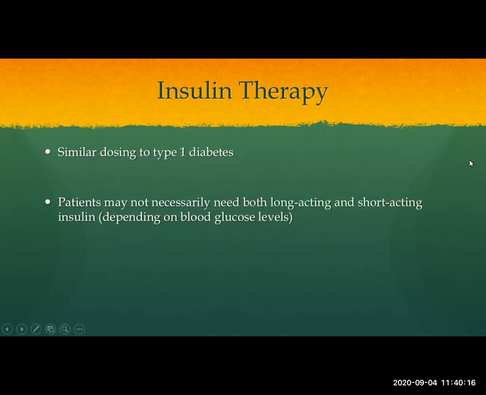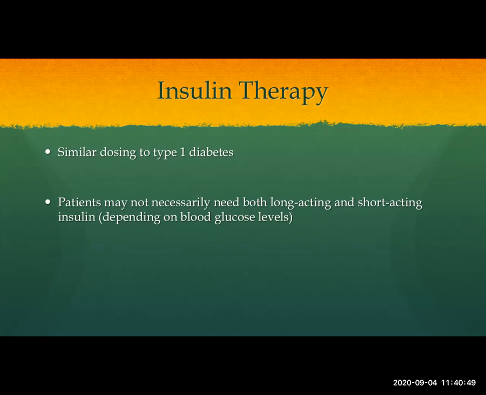Okay. And then insulin we talked about, it's similar dosing to type 1. Depending on how high their blood sugars are or when they're having their high blood sugars during the day, they may not necessarily need both long-acting and short-acting insulin. There are some patients whose fasting blood sugars are fine, but once they start eating, their blood sugars later in the day tend to go up, their postprandial blood sugars. For those patients, they may not need the Lantus, they may just be fine with the short-acting Humalog or Novolog or whatever.